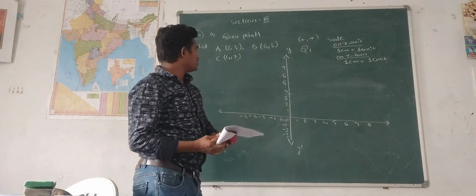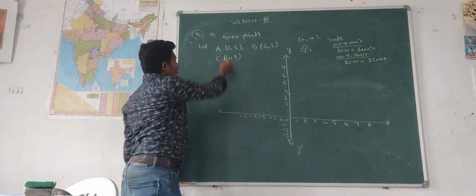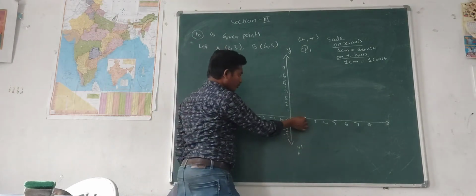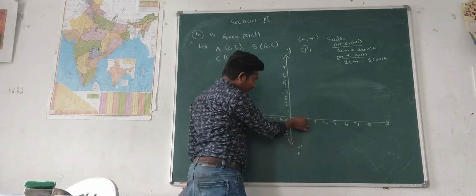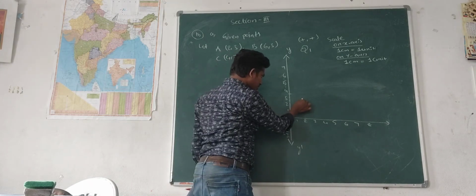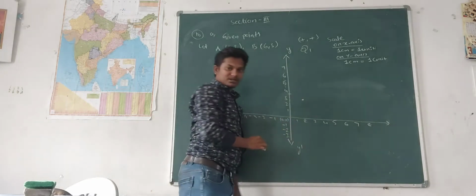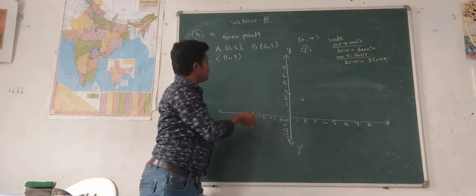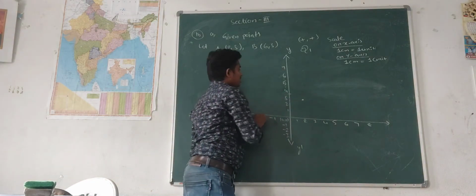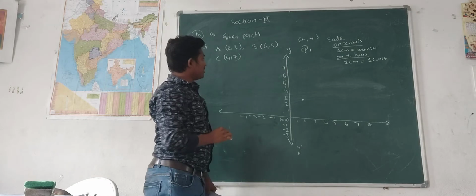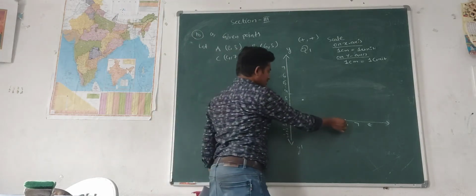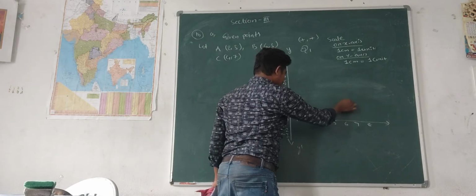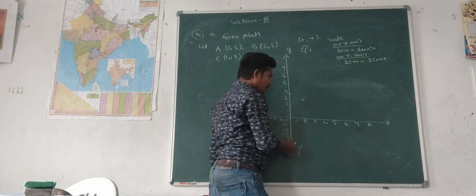Next, first we have to plot this point. Point A, 2, 3. Here the x coordinate is 2 and the y coordinate is 3, so the point lies here. The exact location of this point is here. This is point A. The second one is 6 comma 3. 6 is here and 3 is there. The exact point is here only.